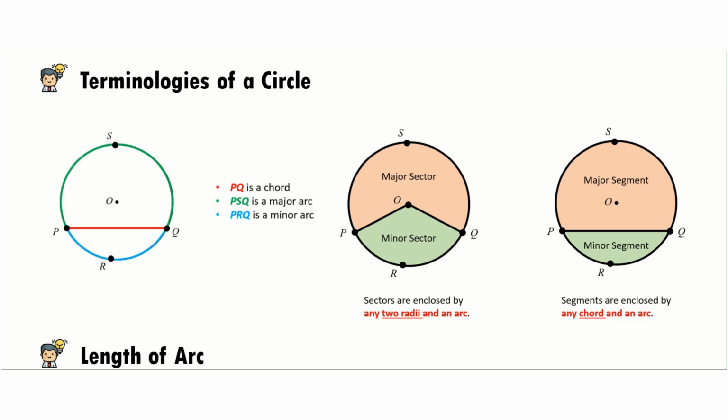Before watching this video, you should have covered the video that is found in the SLS lesson. In that video, you would have learned what is a chord, arc, sector, as well as segment. More importantly, a sector is an area that is enclosed by any two radii and an arc, whereas a segment is an area enclosed by any chord and an arc.